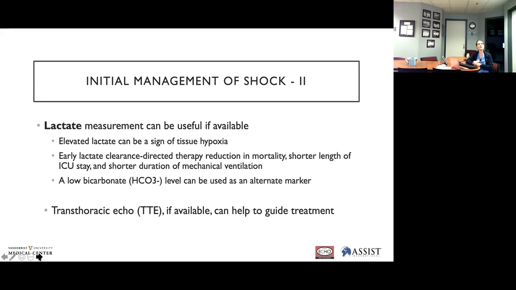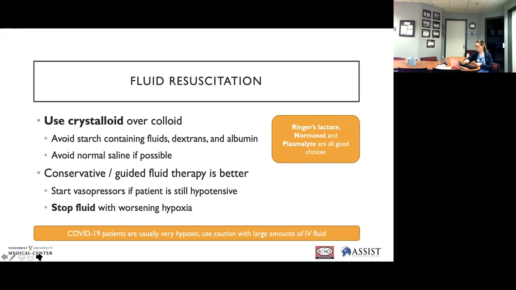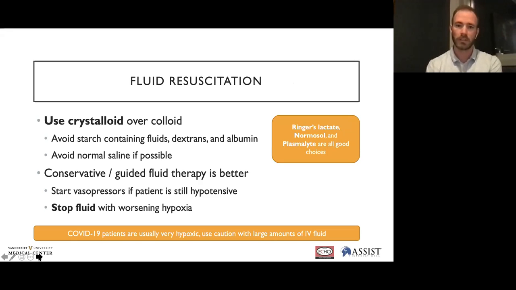Can you advance that slide? Thank you. Now that we've covered what we'll start to see in the shock state, it's important to address how to treat the shock state. Initially, we want to start off with fluids. Using crystalloids as opposed to colloids is preferred, specifically using Ringer's lactate, Normosol, or Plasma-Lyte. We'd like to recommend that you avoid any fluids containing albumin, dextrans, or simply colloids, as well as normal saline.